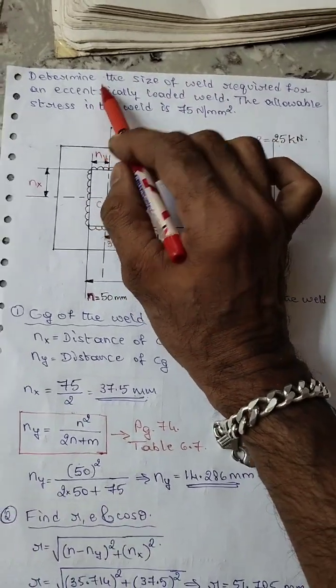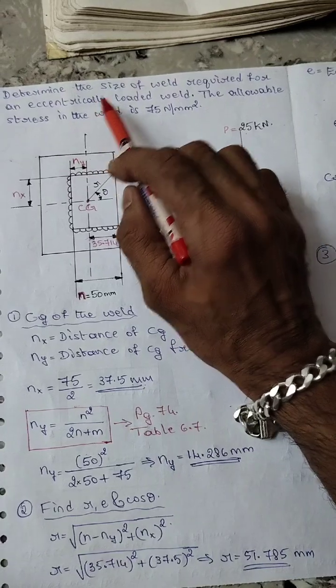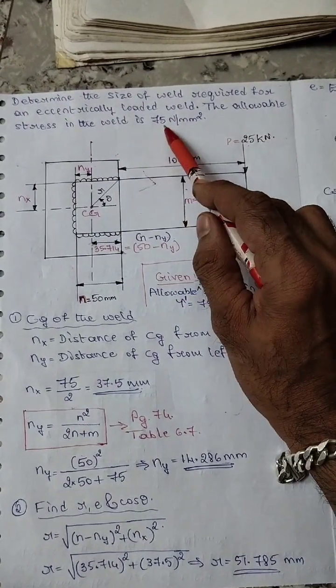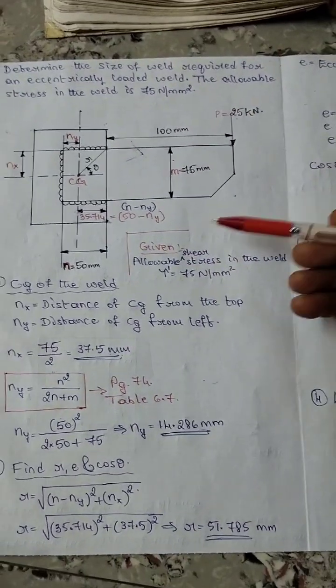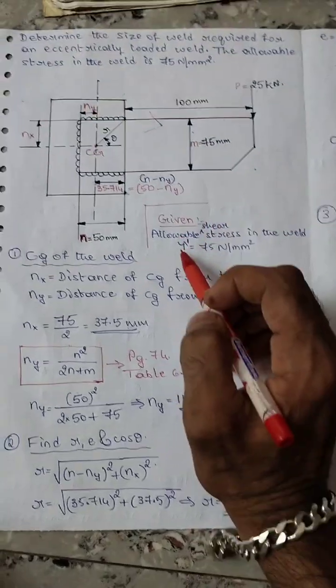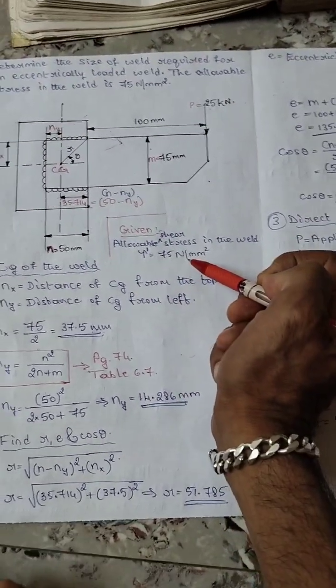Well, the question is, determine the size of weld required for an eccentrically loaded weld. The allowable stress in the weld is 75 newtons per millimeter square. And so, hence, the allowable shear stress in the weld, this is the data given: tau dash is equal to 75 newtons per millimeter square.